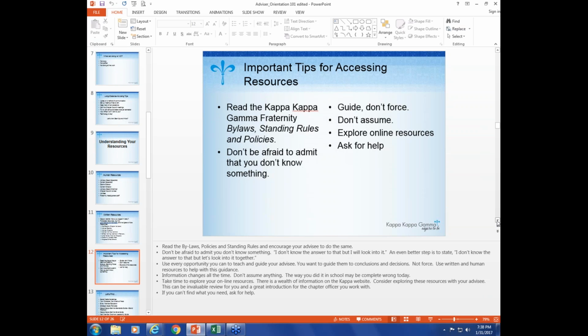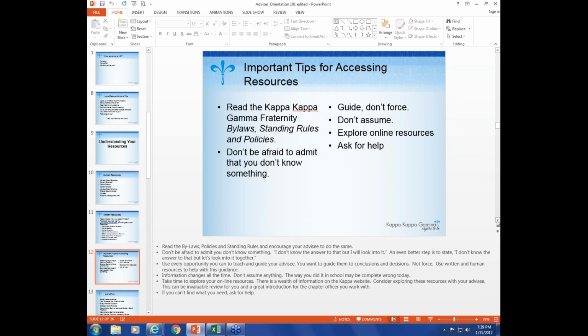So, important tips for accessing the resources. Again, all of the documents are on the website. And when you're working with your officer, don't be afraid to say, I don't know the answer to that, but let's look at it together. And you know, you could be sitting at home and she could be sitting at the house or in her apartment or dorm room, and you both pull up the website and you can look at it together. You can search for the answer together. You don't even have to be together to do that.